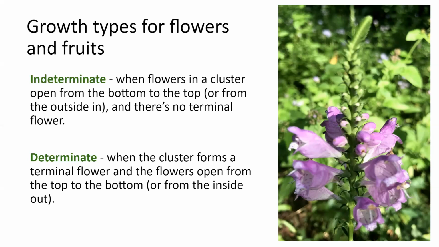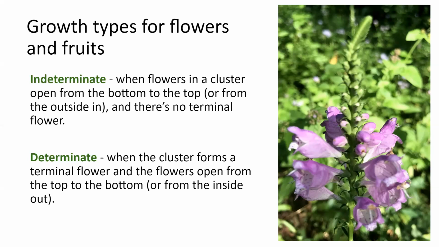So if you look at that photo on the right, it's a little bit blurry towards the top, but there's no end to the flower stalk. And in fact, it will continue to grow, right? It starts flowering from the bottom up and it will continue to flower until the growing season is over. You can have determinate flowers, and that's when the cluster forms a terminal flower first, and then the flowers open from the top to the bottom or from the inside to the outside.